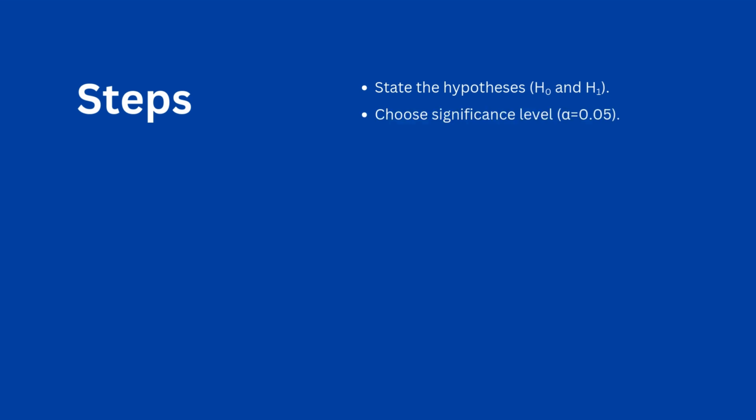Step 2, choose the significance level. This is the risk, called alpha, that we are willing to take of wrongly rejecting the null hypothesis. Common values are 0.05, which is nothing but 5%, 0.01, which is 1%, or 0.1, which is 10%.